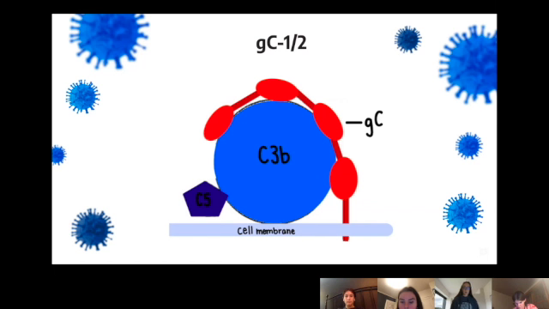Last but certainly not least, glycoproteins C1 and C2. These inhibit complement activation, which is a series of events in the immune system that complements the antiviral activity of antibodies. GC interacts with C3b, which is a key enzyme of the complement pathway, by accelerating its decay. Hence, GC protects the herpes virus from complement-mediated neutralization.